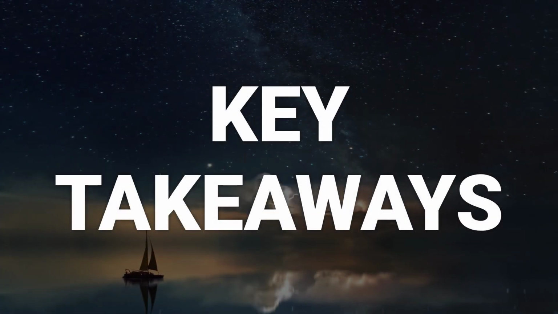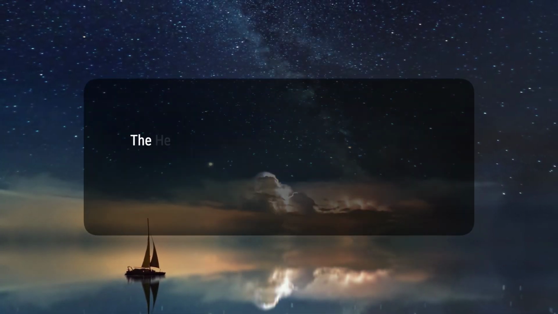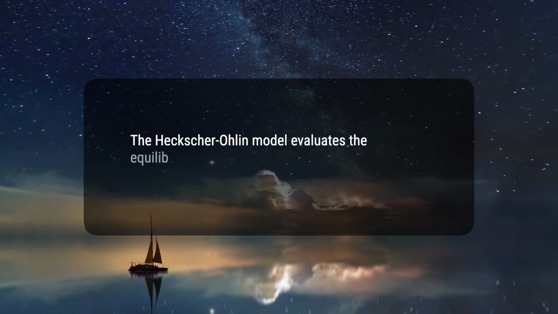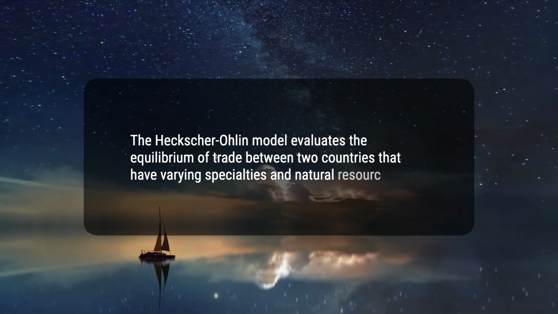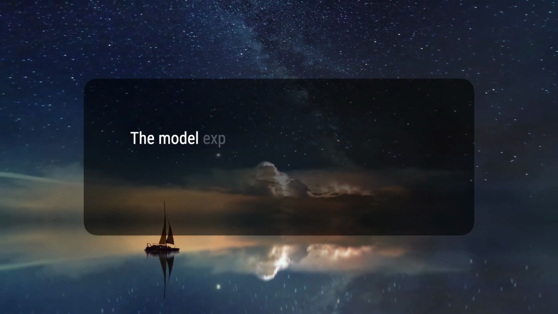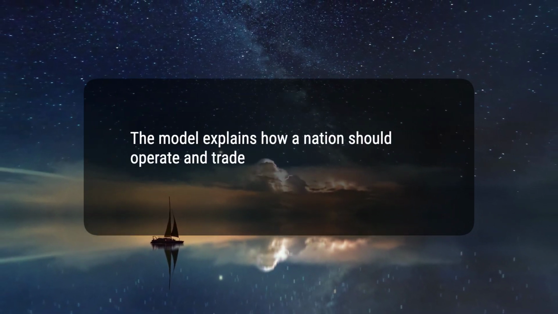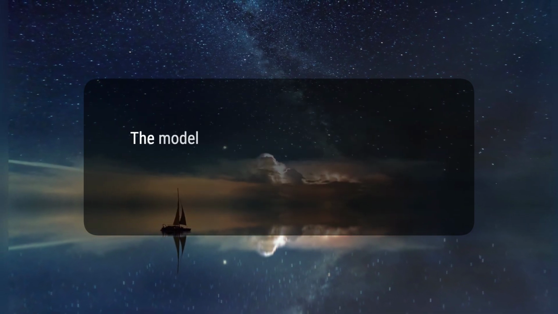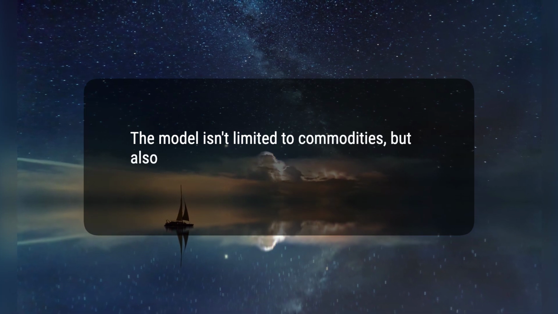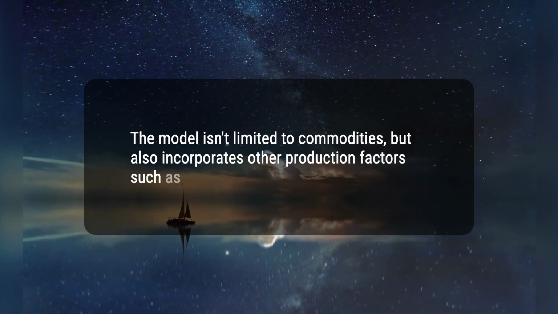Here are three key takeaways. 1. The Heckscher-Ohlin model evaluates the equilibrium of trade between two countries that have varying specialties and natural resources. 2. The model explains how a nation should operate and trade when resources are imbalanced throughout the world. 3. The model isn't limited to commodities, but also incorporates other production factors such as labor.